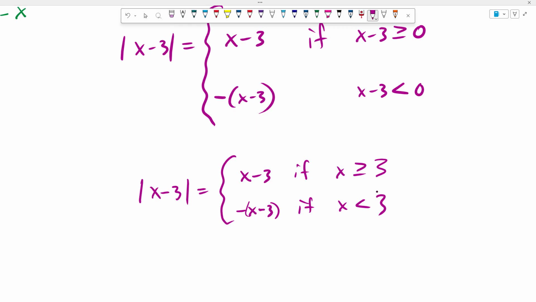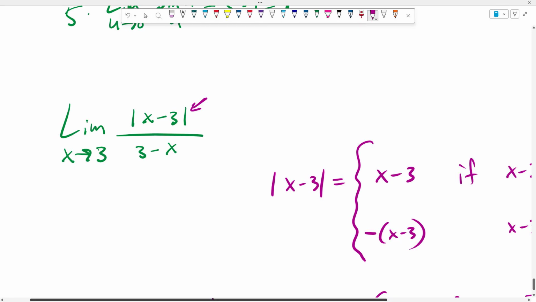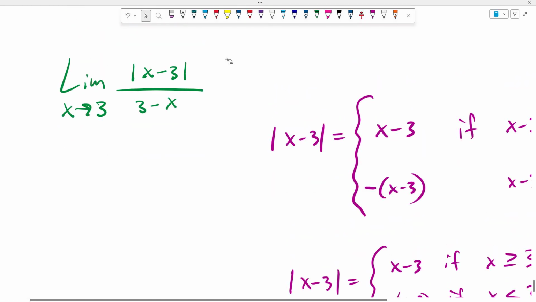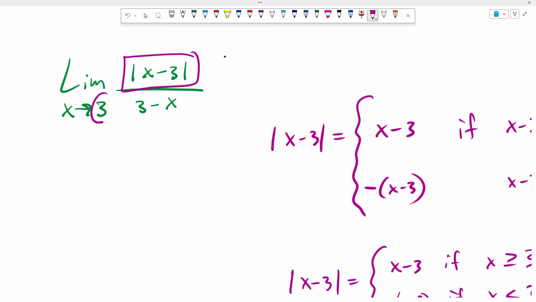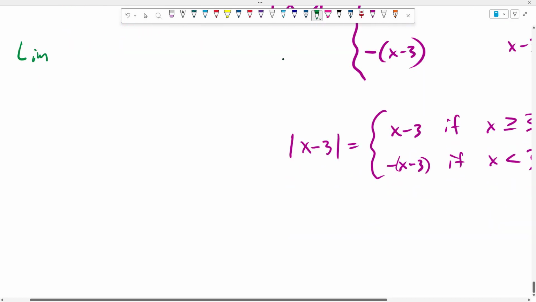Okay. So going back here, we're going to have to write its piecewise definition. We're approaching 3 here, not from the left or right, but both sides. But this thing depends on each side of 3. So we're going to have to break this up into the left-hand limit and the right-hand limit. So the limit as x approaches 3. Start from the left.